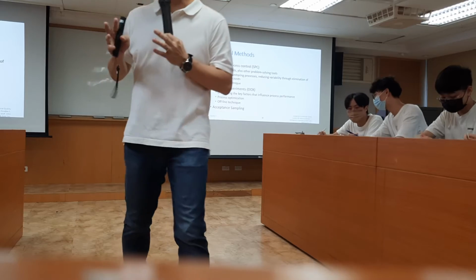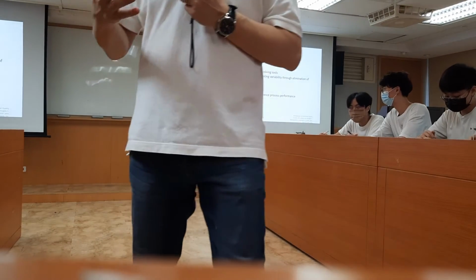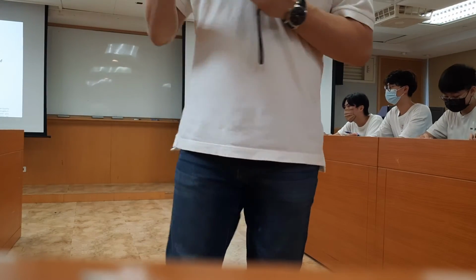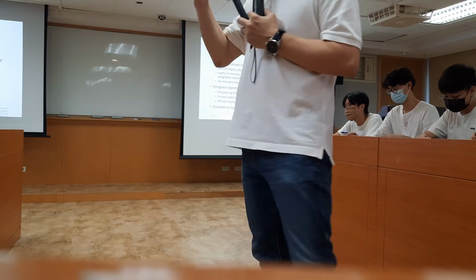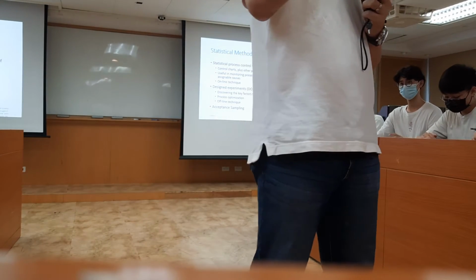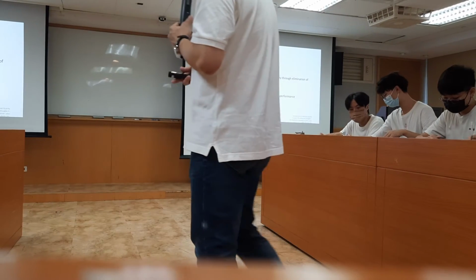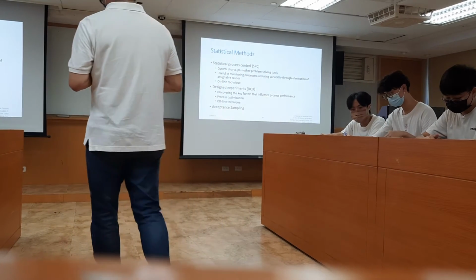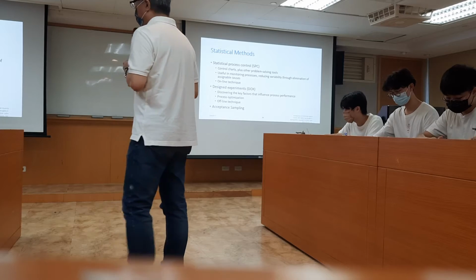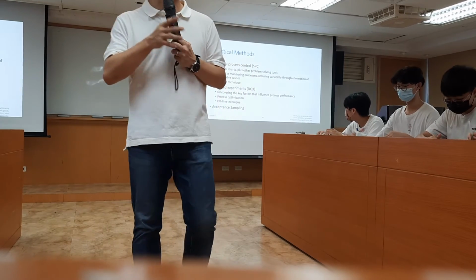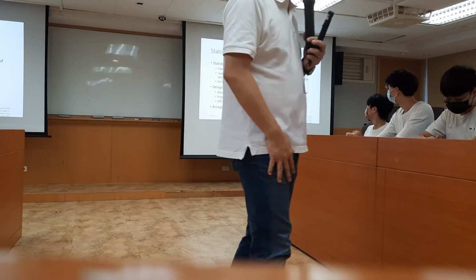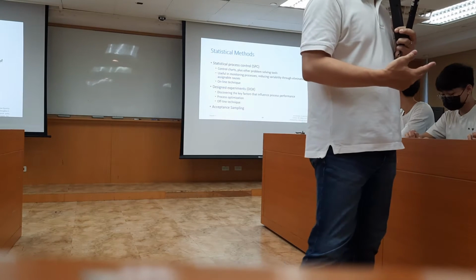We try to produce a product or provide service as stable as possible. So if there's a fluctuation or process non-uniformity, we like to get it to the minimum level as possible and do the elimination of assignable causes. Typically, the causes can be classified into two types.